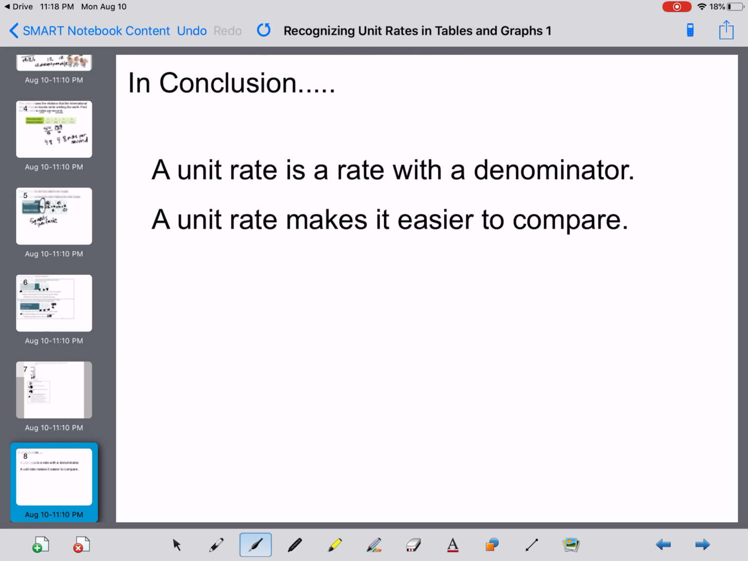In conclusion, a unit rate is a rate with a denominator of 1. And a unit rate makes it easier to compare.